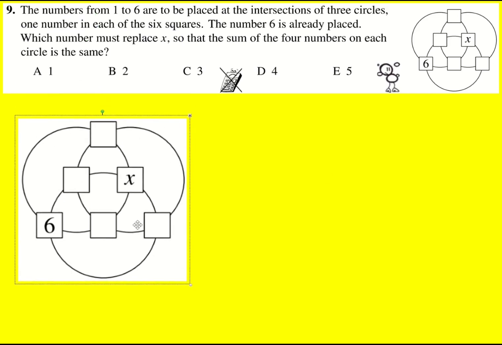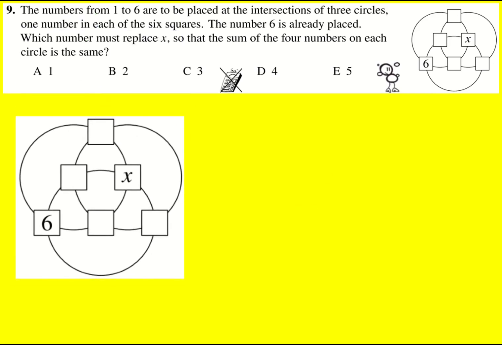Let me show you two different ways to do this question. First of all, this is how the answers did it. They noticed that we're using the numbers from 1 to 6, and actually each number appears on two circles.